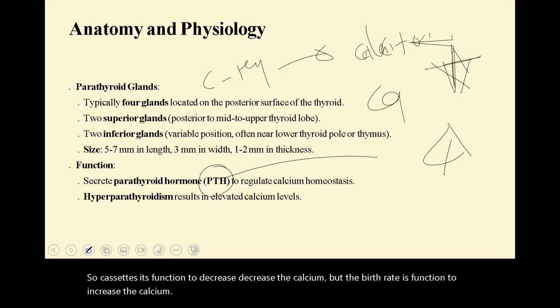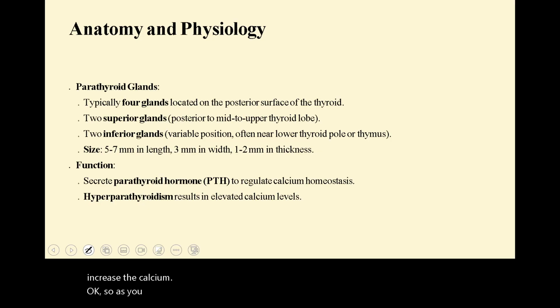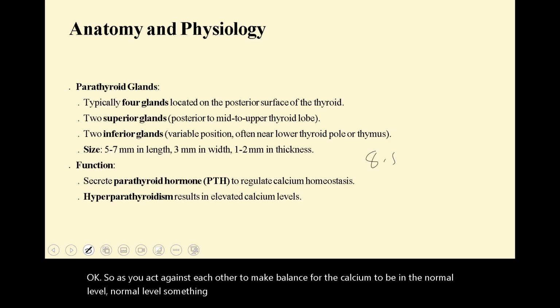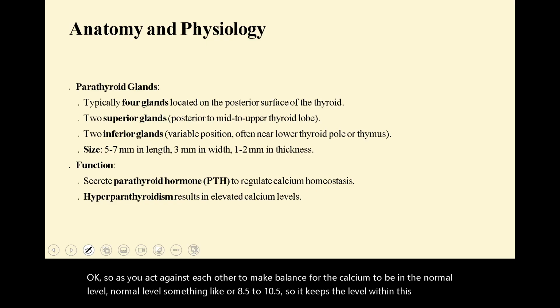Okay. So they act against each other to keep the calcium balanced at the normal level. Normal level is something like 8.5 to 10.5. So it keeps the level within this range, whether it increases or decreases.